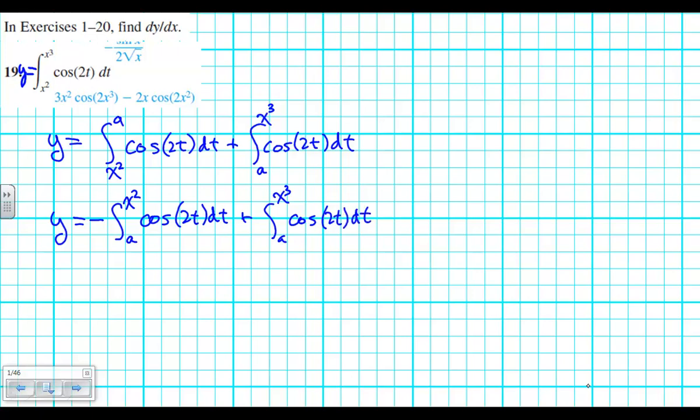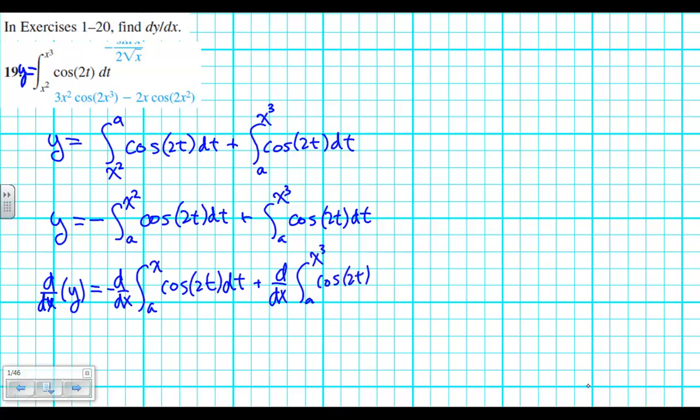And now I think at this point we can take the derivative of both sides. The derivative with respect to x of y is equal to the derivative, and I'm going to pull out that negative sign right now, of the integral from a to x squared of cosine 2t dt, plus the derivative with respect to x of the integral from a to x cubed of cosine 2t dt. And make sure that first x is squared.